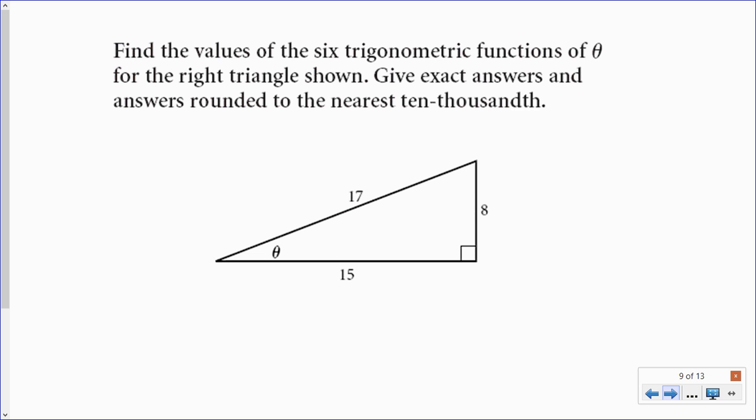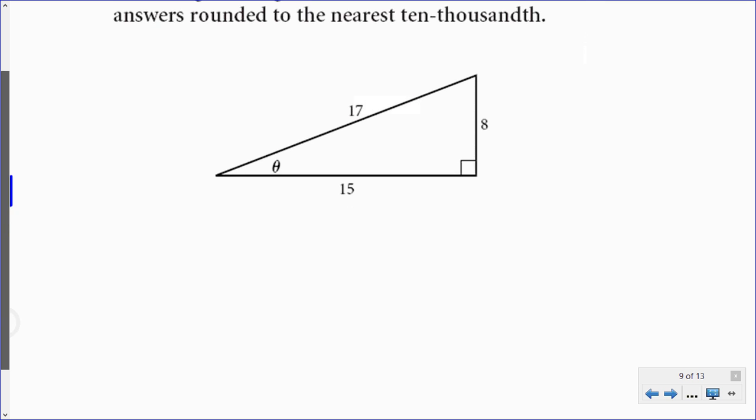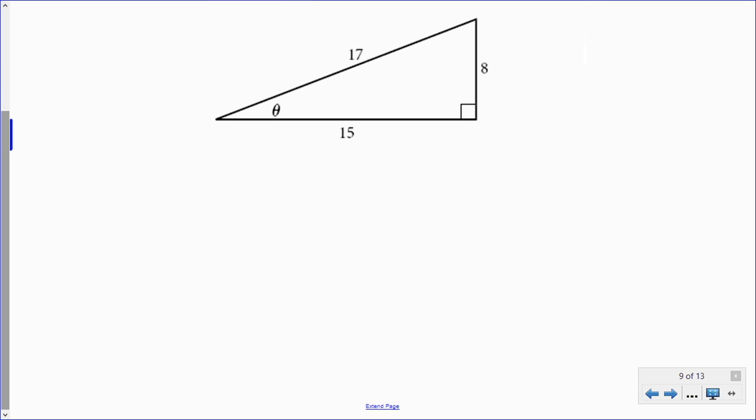All right, so let's look at an example. We want to find the values of the 6 trig functions of theta for the right triangle. So the first thing you want to do is label your sides, okay? So start with the hypotenuse. So 17 is the hypotenuse. And then the other 2 sides are in relation to theta. So 8 would be opposite, and 15 would be adjacent.